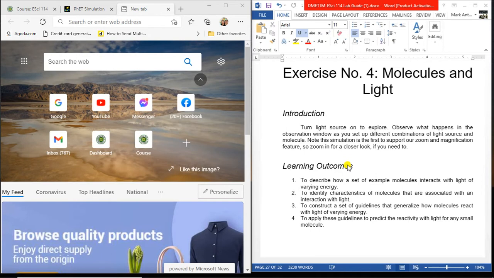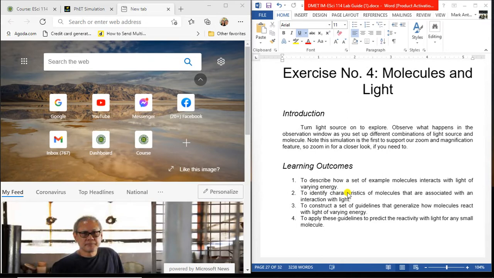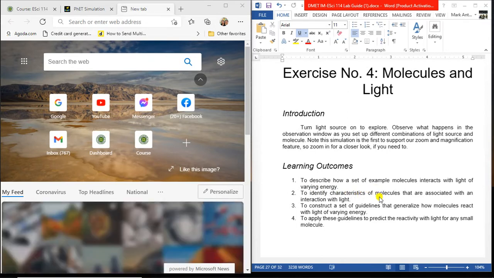So here, after performing this laboratory exercise, you will be able to learn how to describe how a set of example molecules interacts with light of varying energy.